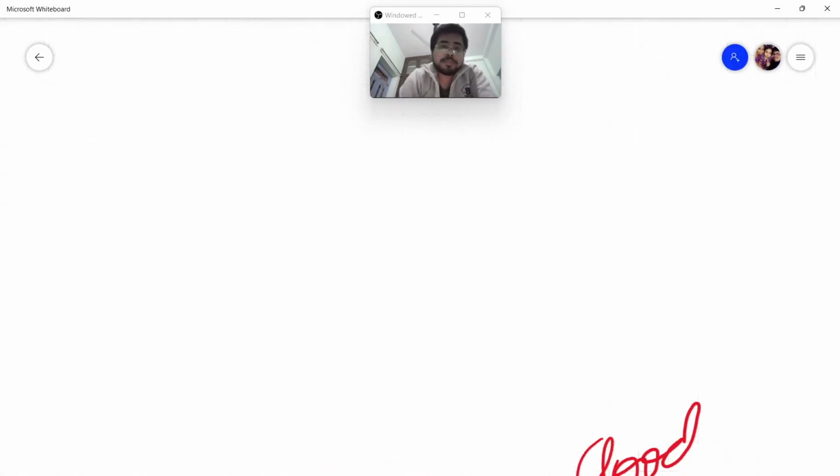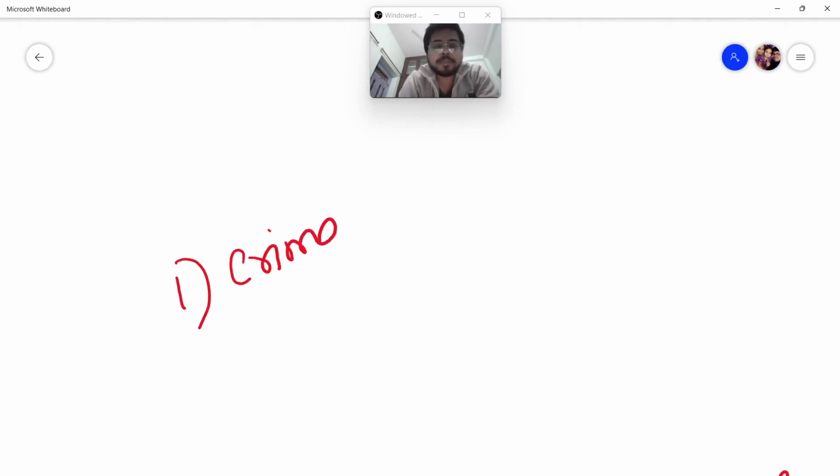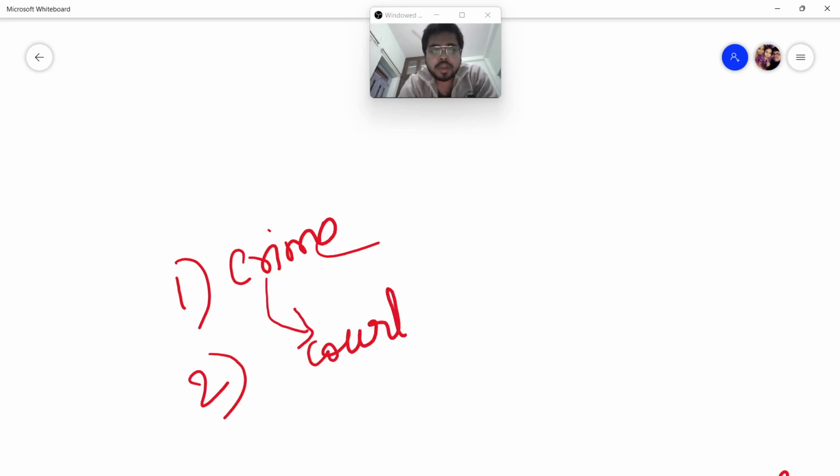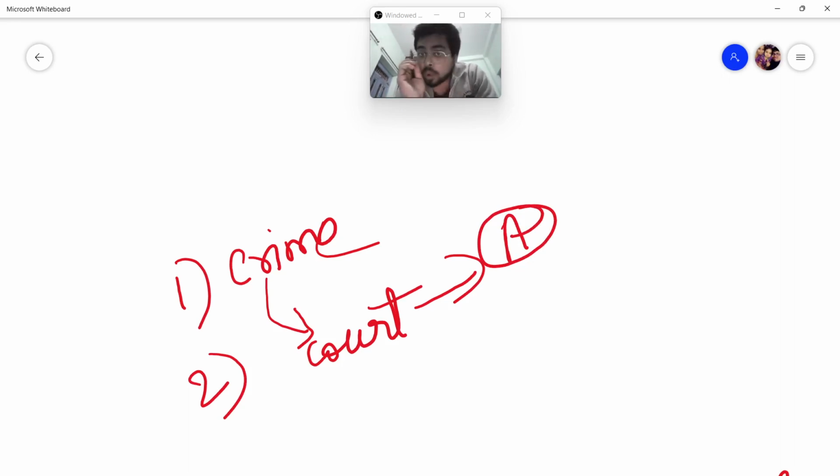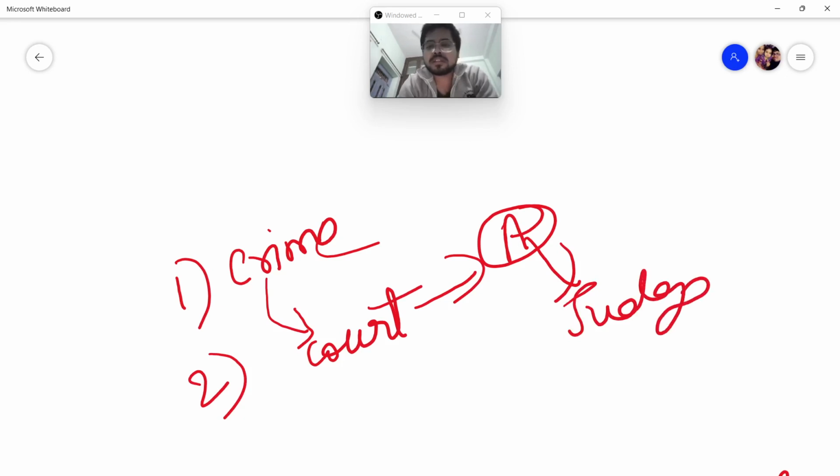What it means is, let us suppose you have committed a crime. Now this case went to the court. Okay, now what will the court do? The court will see whether we have a provision for that particular crime or not. If there is a provision for that particular crime, then what is the punishment for that? If it is written, as per that, the judge will give the decision.